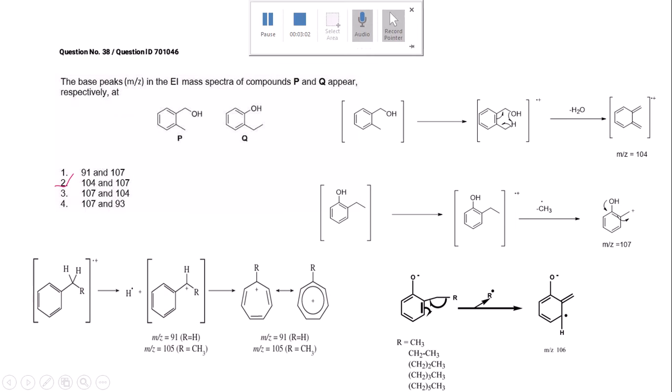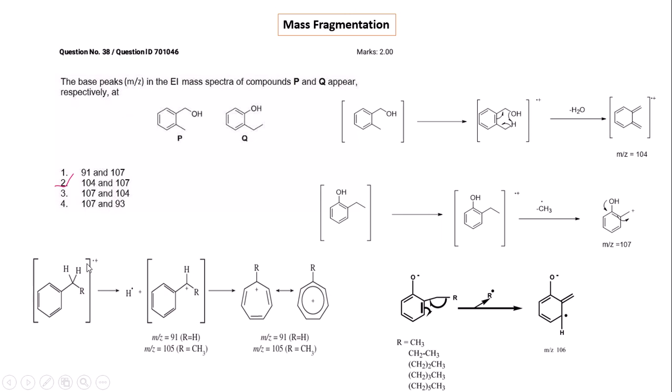This is the problem from mass fragmentation. You know that the mass fragmentation of the benzylic system readily cleaves the hydrogen radical and forms the tropylium cation. And here the benzylic alcohol derivative P compound can be cleaved by a McLafferty-type rearrangement, by the elimination of the water molecule, and produces the more stable diene derivative, and the M/Z ratio, that is the mass of this compound, becomes 104.